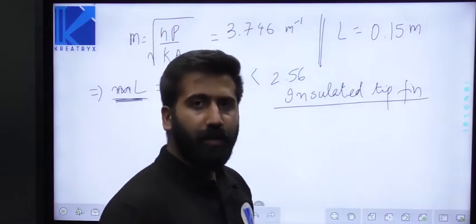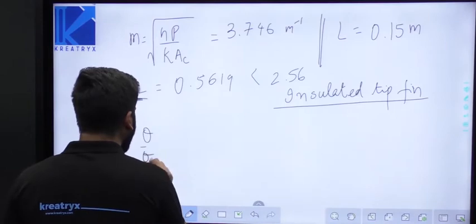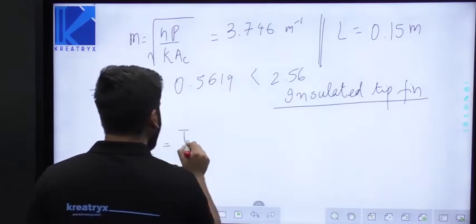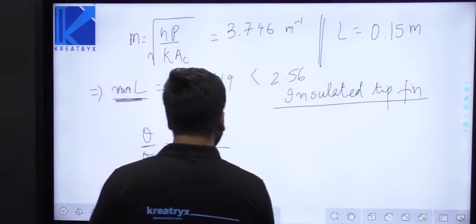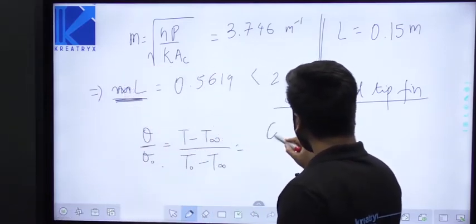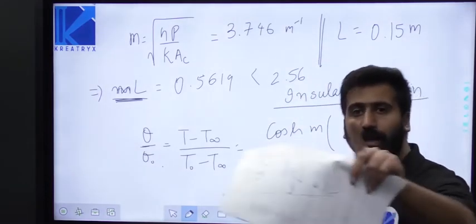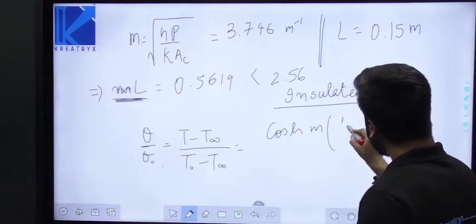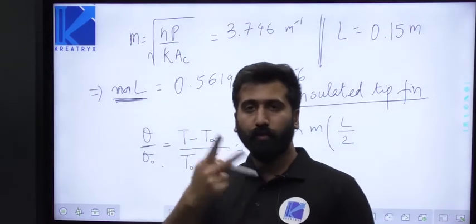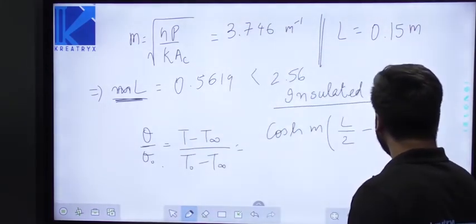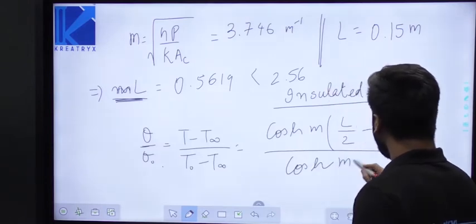Now you know the temperature profile for the insulated tip fin, that is theta by theta naught, which is equal to (T minus T infinity) upon (T naught minus T infinity), which is equal to cosh m(L minus x) upon cosh mL. L will be L by 2 here. Be careful: everywhere now L will be L by 2, because we are treating this case as two fins. So cosh m(L by 2 minus x) upon cosh m(L by 2) again.